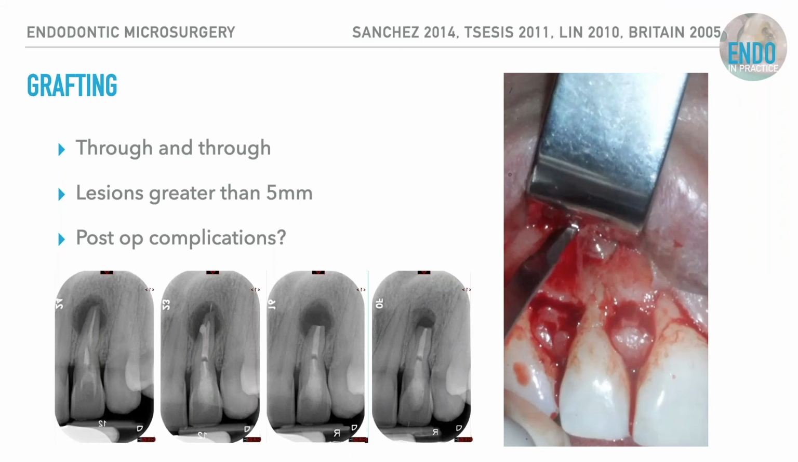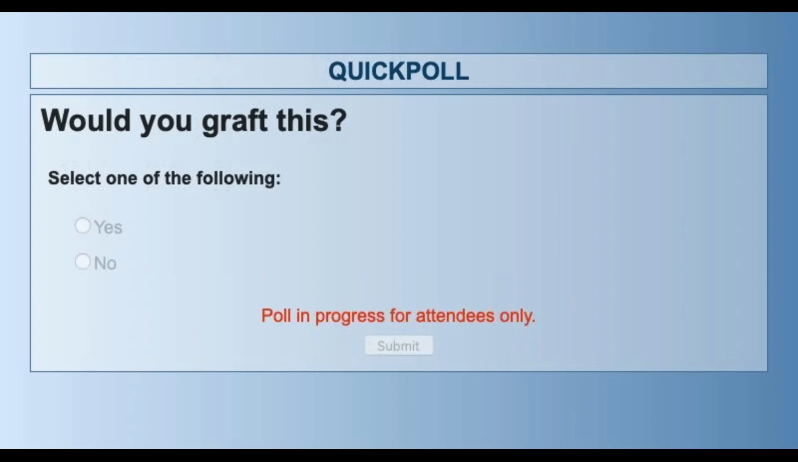Coming to the last 2 minutes, I know I'm slightly over my time, but I just thought, what are the hot topics in periradicular surgery? So grafting. So you'll see a lot of people stuffing in Bio-Oss and Bio-Gide into your crypt. Does anybody have experience of that? Because this is the last poll. Or would you bother grafting this lesion?